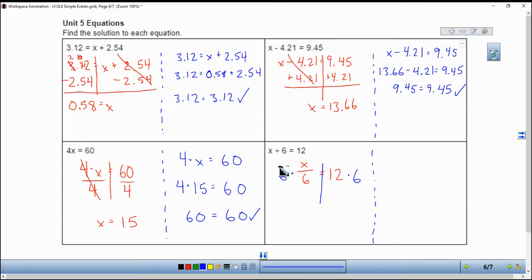The 6's will cancel out. And we're left with x equals, well, it's 12 times 6. 10 times 6 is 60. 2 times 6 is 12. 60 plus 12 would be 72.